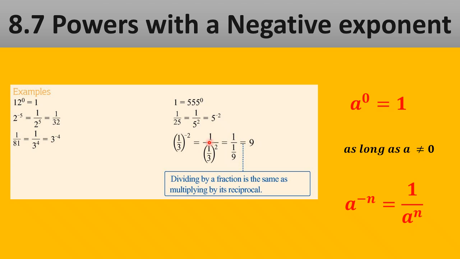What is 1 over 3 squared? Yeah, it's the same as 1 over 3 times 1 over 3. That's 1 over 9. And now I have a 1 divided by a fraction. Remember, dividing by a fraction is the same as multiplying by its reciprocal.